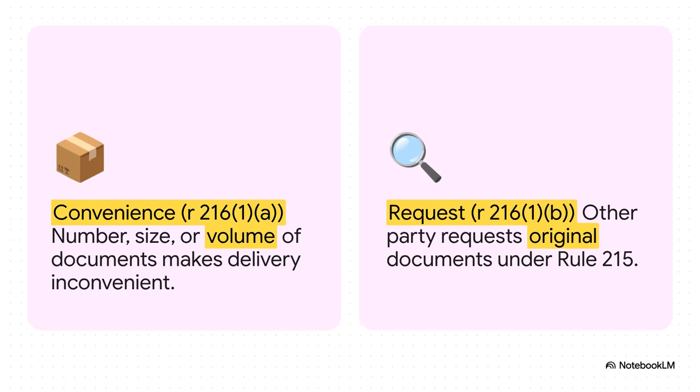If the sheer number, size, or just the volume of documents makes delivering copies a nightmare, you can opt for inspection. The second trigger, under Rule 216.1b, isn't your choice at all. It's when the other side specifically requests to see the original documents under Rule 215. If they do that, you have to use the inspection process.